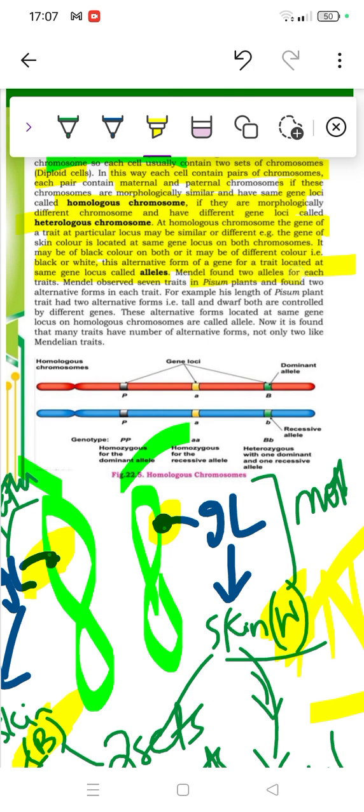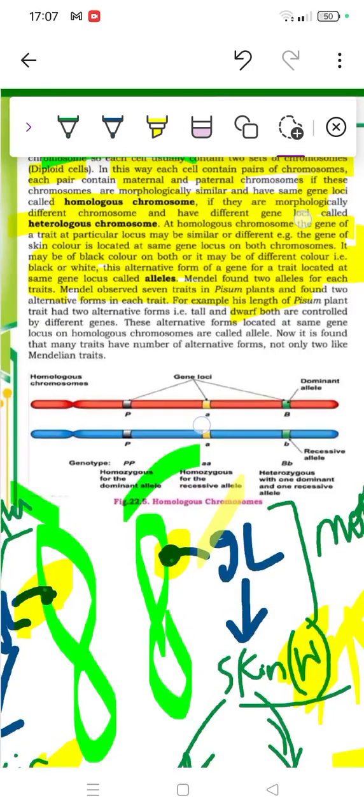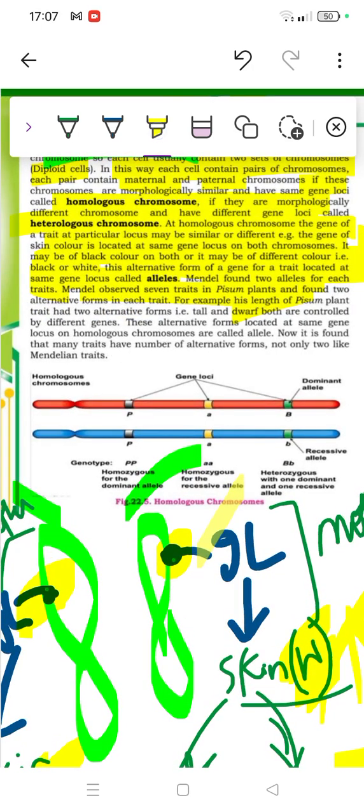Then we have Mendel, a scientist who found that there are two alleles for each trait. He took 7 traits in one plant called the pea plant. He found that there was an alternate form of each trait, for example the length of the pea plant, which has two alternate forms, either tall or dwarf. So this means they are different genes. The alternate forms of genes at a locus on homologous chromosomes are also called alleles. Later on it was found that a trait may have a number of alternate forms, not only two. I hope all this is very clear.